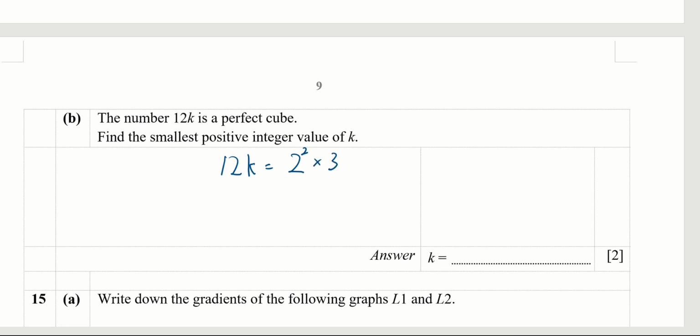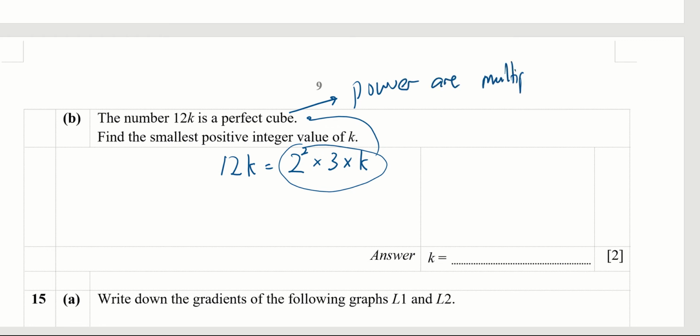So they tell you this is a perfect cube, but 12 alone is not a perfect cube, because perfect cube means all the powers are multiples of 3. Alright, so which means I have to understand a few concepts.